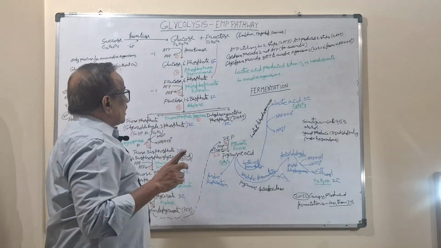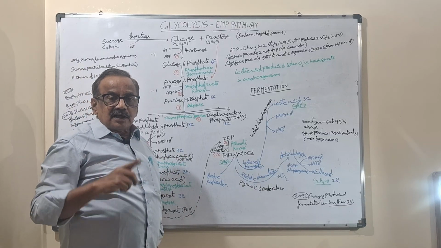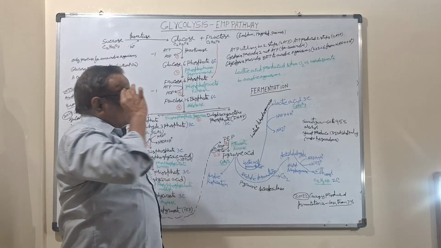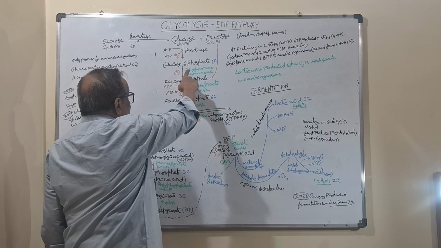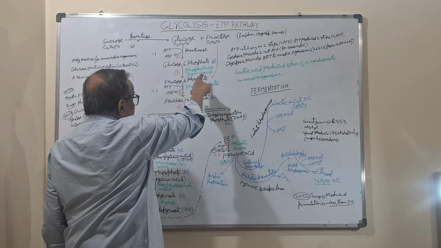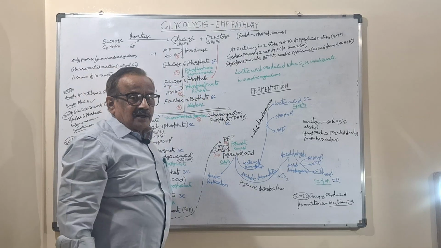6-phosphate. Now you have to observe one thing. It has been given in the textbook also. Glucose, by taking ATP, is converted to glucose 6-phosphate, and it is isomerized by phosphohexoisomerase into the form fructose 6-phosphate.